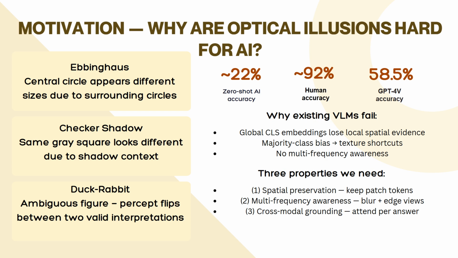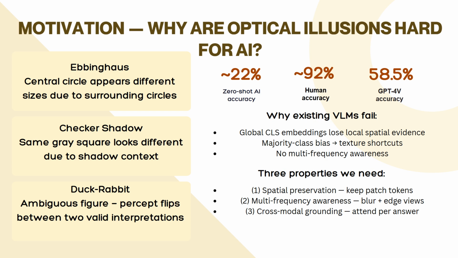State-of-the-art vision language models perform near randomly on them. Zero-shot CLIP achieves only 22% accuracy, close to random chance for a four-way multiple choice task. Even GPT-4V only achieves 58.5%, while humans average 91.8%. So why do they fail?